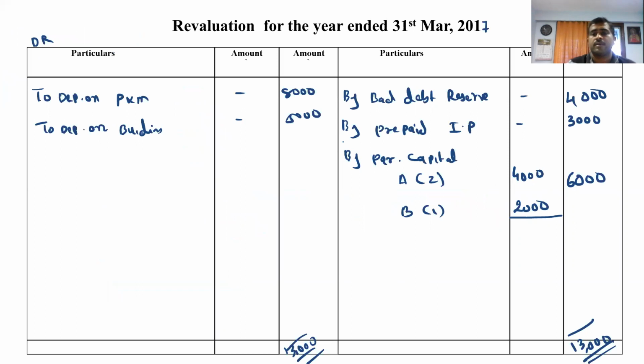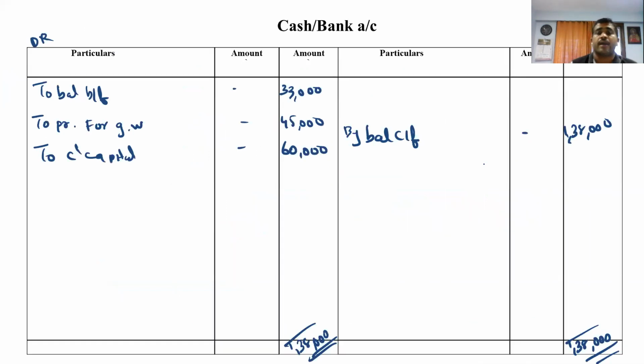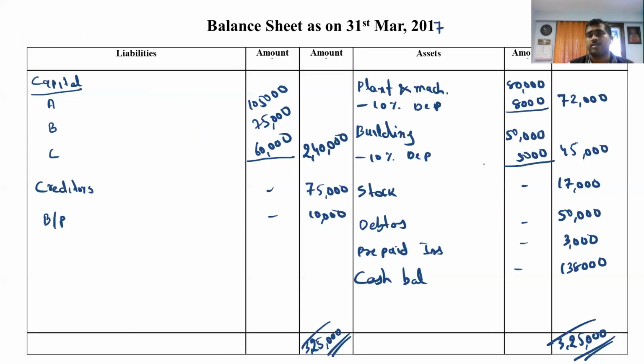Okay. So answer of revaluation comes to us 6,000. It's a loss that we have to transfer in partners capital account. Then we find the balance. Cash bank we have done. And then lastly we have done the balance sheet. Okay. So hope you will do this particular sum. You will practice this sum.